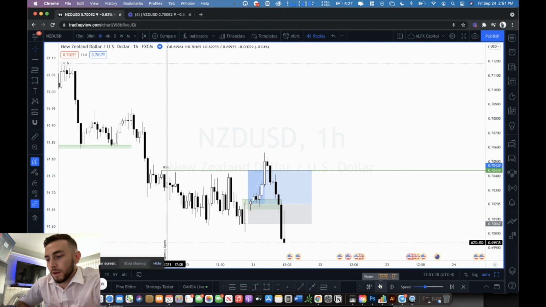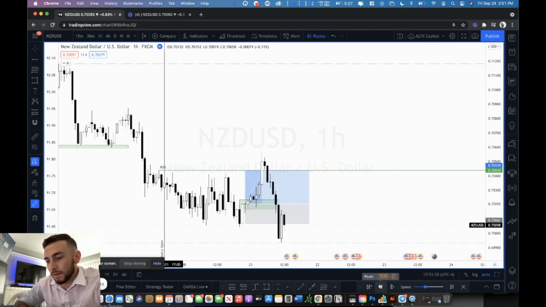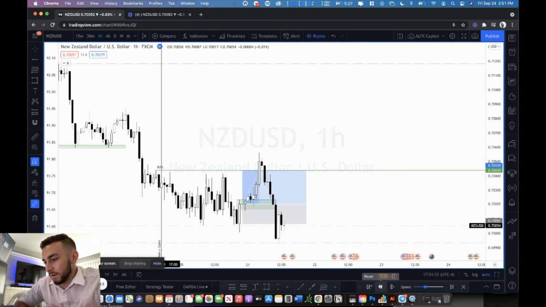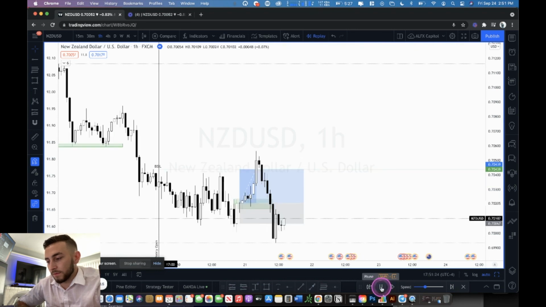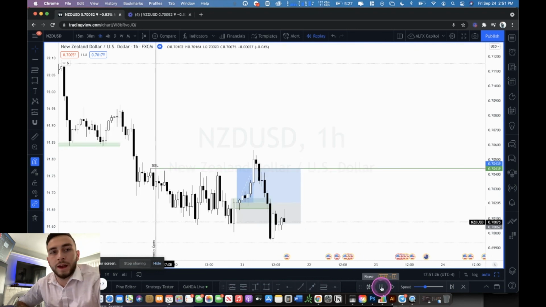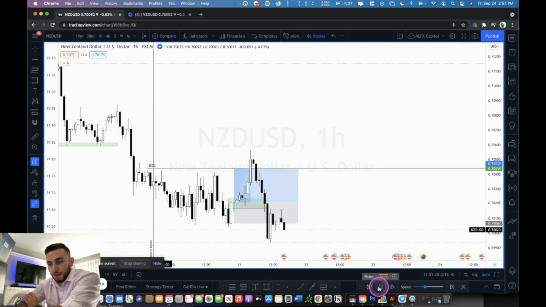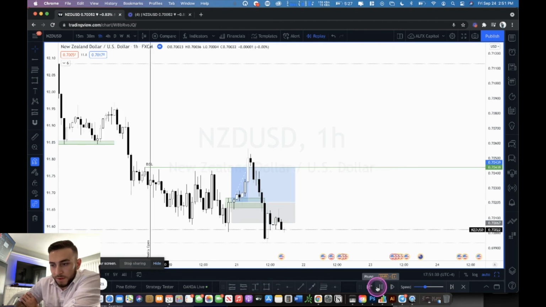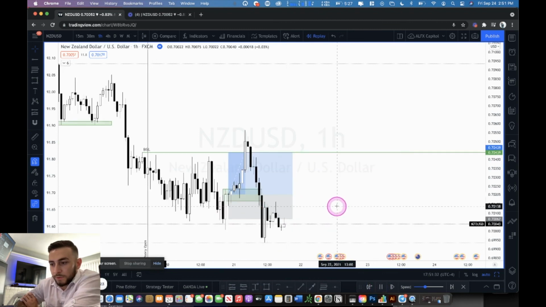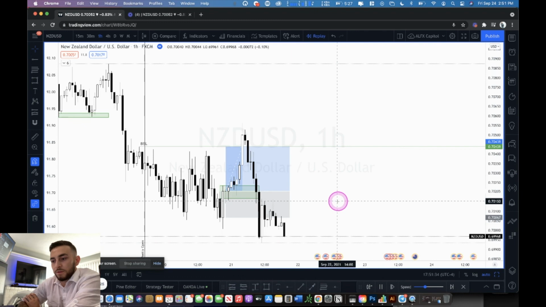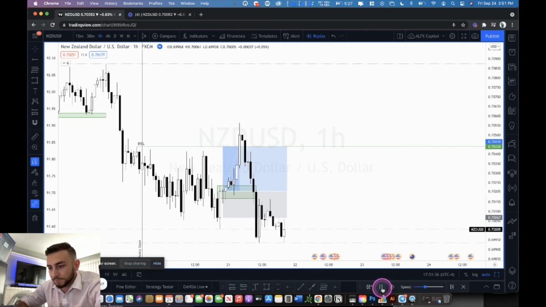And this is all part of the game. Patience will always pay in the market. Anytime you rush anything, you're going to more than likely end up blowing an account or losing capital. So it looks like we have a little bit of buy side liquidity setting up here. We might draw that out here in a second.